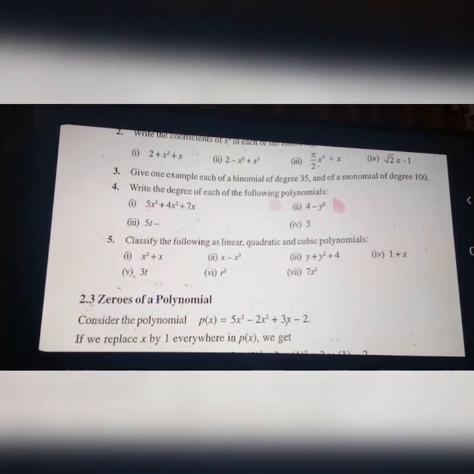Very simple exercise, very easy exercise. So you write linear, quadratic or cubic. When degree 1 comes, linear; degree 2 comes, quadratic; degree 3 comes, cubic. So you may not have any doubt in the examples. Clear now? Okay?